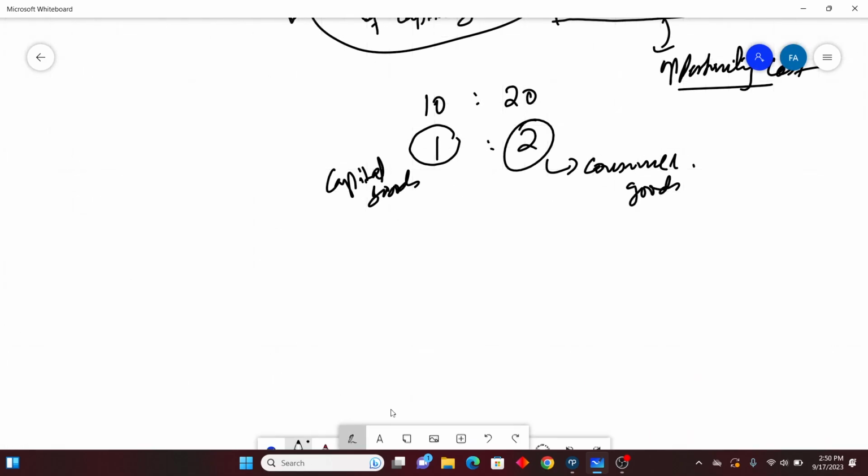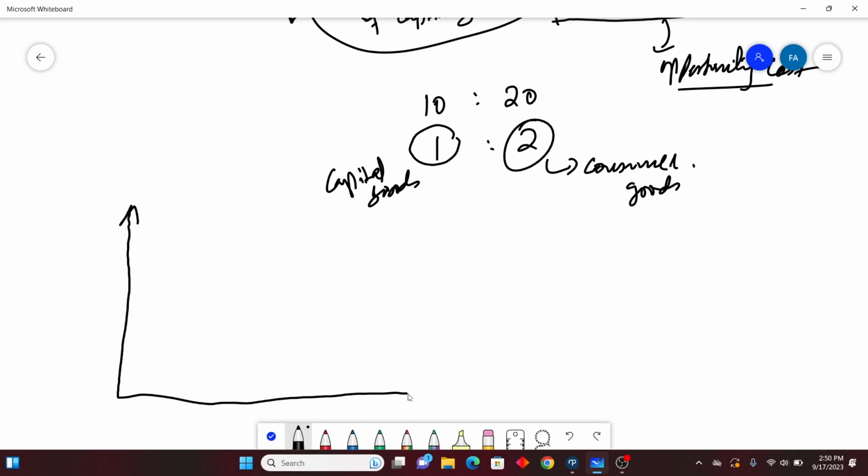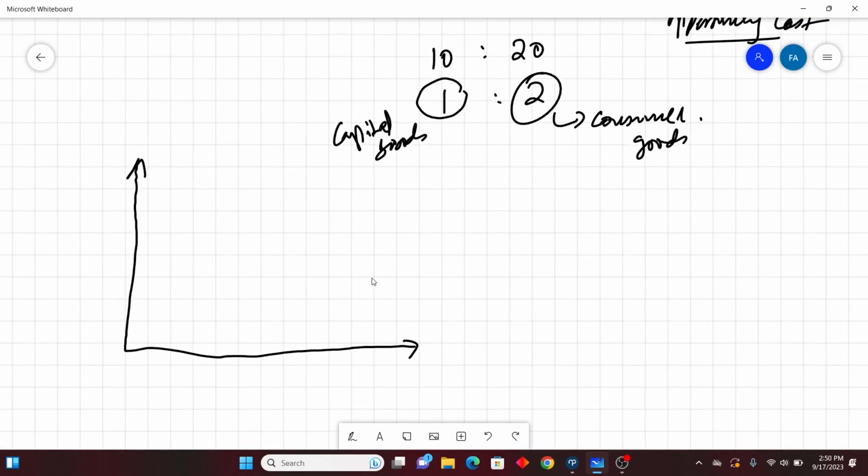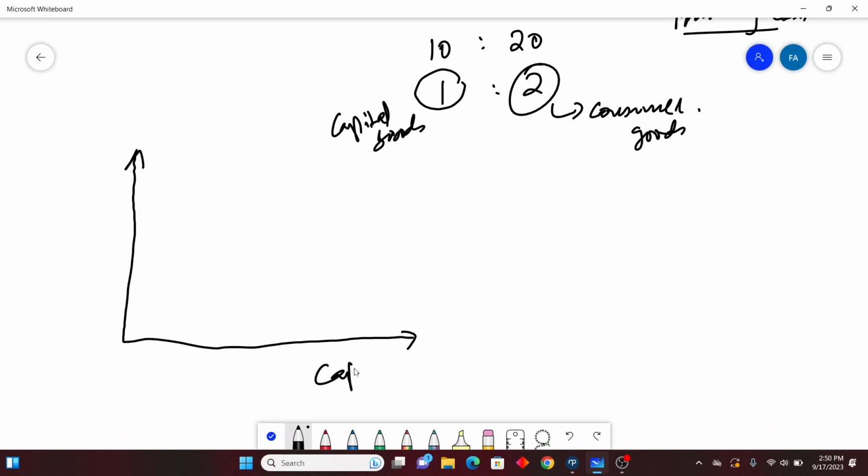So this is something good. We could move from A to B, B to C, C to D, and there are multiple combinations. But for simplicity's sake, I've given you A to B only in this video. I hope you could get an idea. Again, if there are questions, you can ask me in the comment box. Okay. Capital goods and consumer goods.